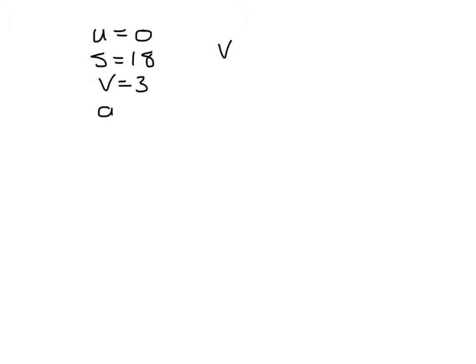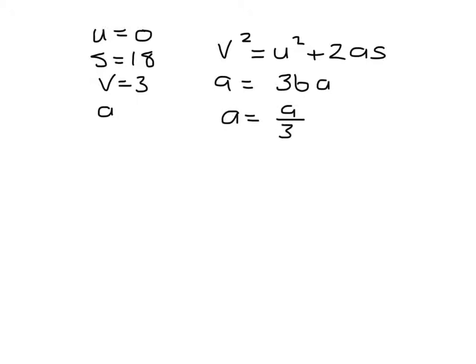Remember, the formulas for constant acceleration are in your formula booklet, and we're going to use v squared equals u squared plus 2as. So 9 must equal 0 plus 2 times 18, 36a. So a will be 9 divided by 36, that's a quarter, or 0.25 metres per second squared.